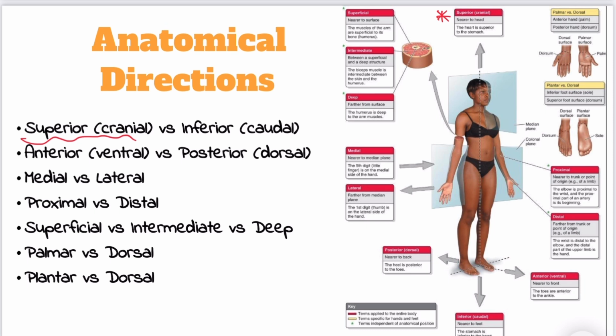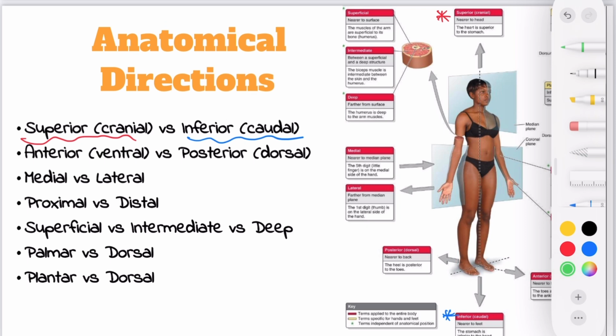Okay, so we're first going to start with superior cranial. And I'm just going to put a color there so that you guys can identify it. So, the superior cranial part, it's nearer to the head. So in this case, the heart is superior to the stomach. As it's higher, the heart is nearer to the head. So that makes sense. Now we have the inferior caudal, which is nearer to the feet. In this case, the stomach is inferior to the heart, because the stomach is nearer to the feet, so it's inferior.